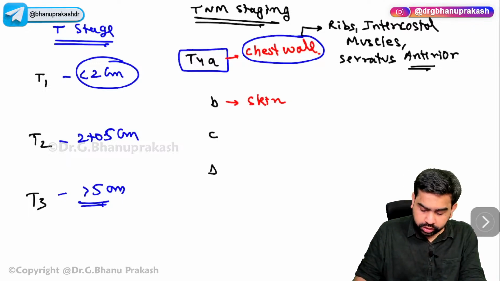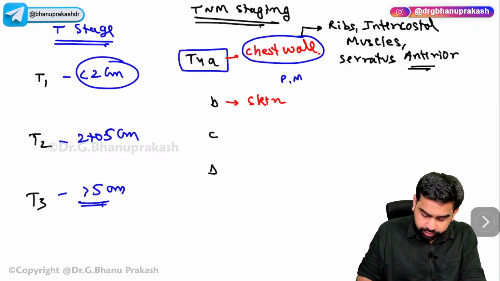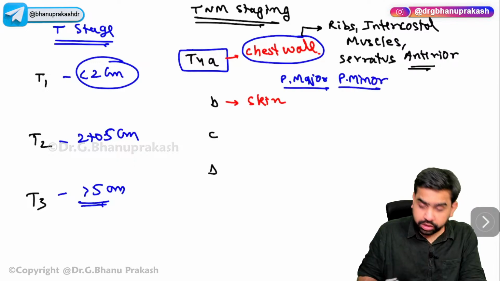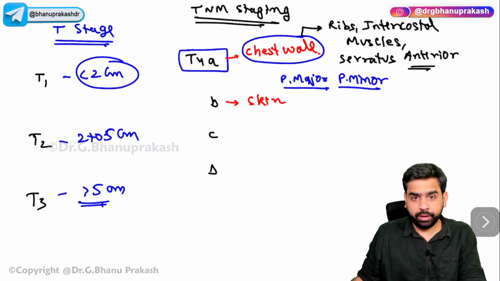What is not considered to be a part of the chest wall? Pectoralis major and pectoralis minor. These muscles are not considered to be a part of the chest wall.